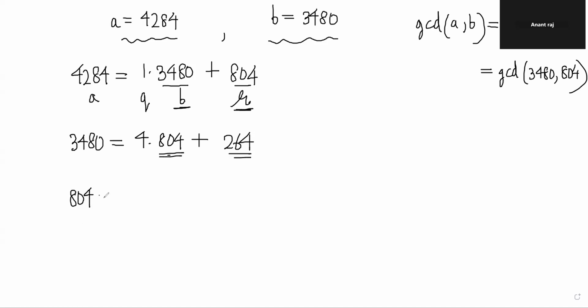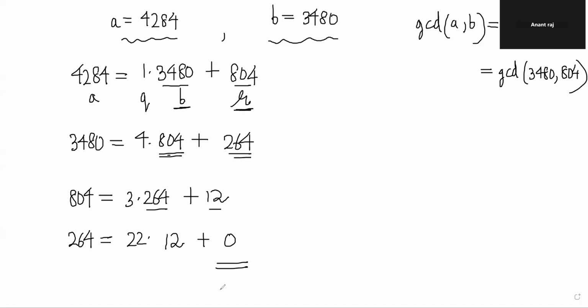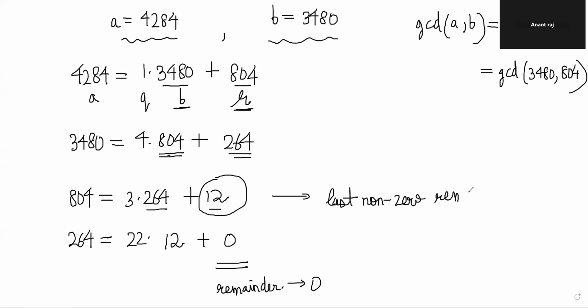We can say 804 is equal to 3 into 264 plus 12. And finally, you'll say 264 and 12 now. So 264 is equal to 22 into 12 plus 0, right? So at the end, you're getting remainder as 0 here. The last remainder in this process is 0. The GCD will be the last non-zero remainder.